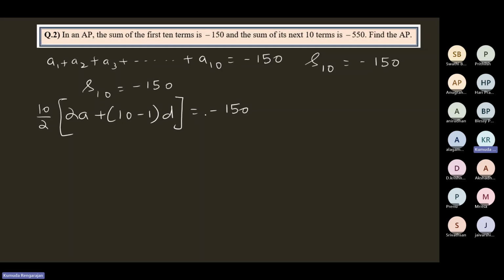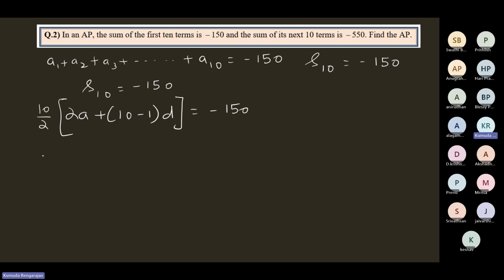So when you work this, you will get a linear equation in A and D. So this is one equation. I'm not simplifying this. You know how to work it ahead. Now the next information given is the sum of the next 10 terms. So this information we can handle in two ways. This is the first method.